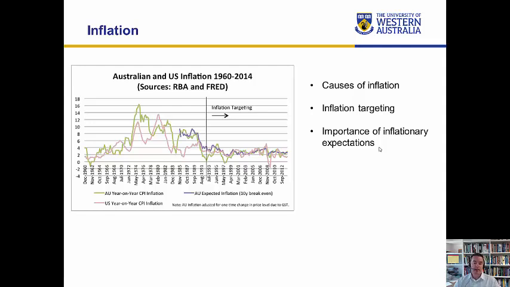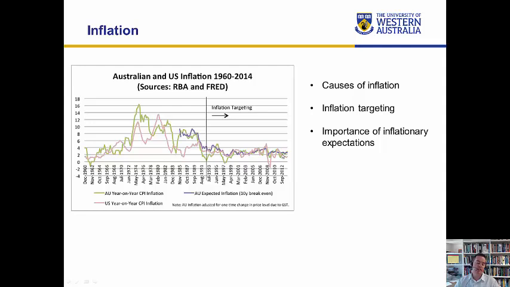Then something happened in the early 1990s, and you can see both in Australia, the green line, and the pink line, the US. Don't worry about the expected inflation line, the purple line. But in both countries, both Australia and the US, inflation was brought under control.